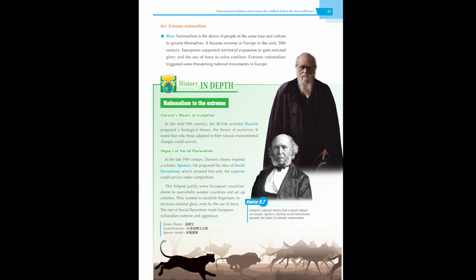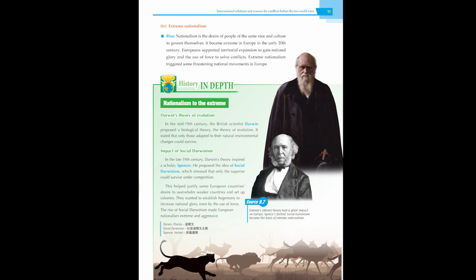Impact of social Darwinism. In the late 19th century, Darwin's theory inspired a scholar, Spencer. He proposed the idea of social Darwinism, which stressed that only the superior could survive under competition. This helped justify some European countries' desire to overwhelm weaker countries and set up colonies. They wanted to establish hegemony to increase national glory, even by the use of force. The rise of social Darwinism made European nationalism extreme and aggressive.